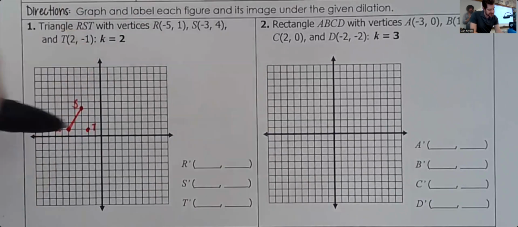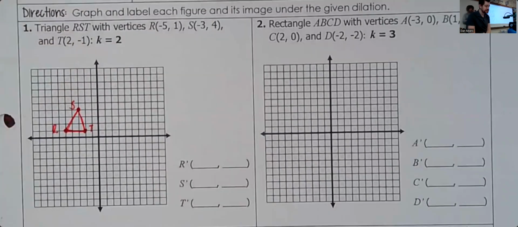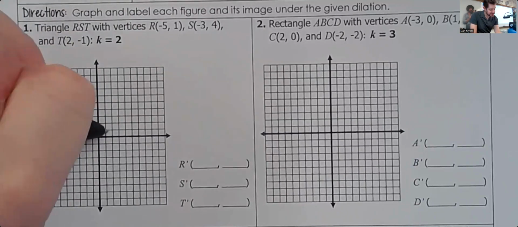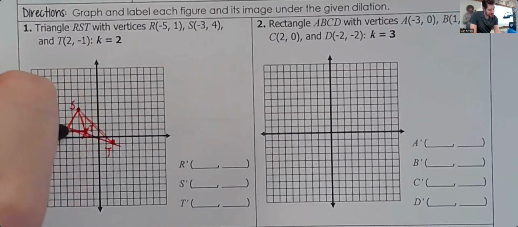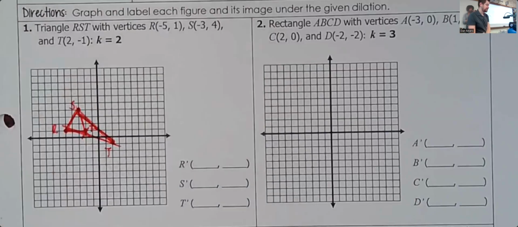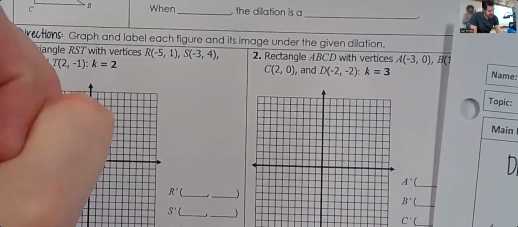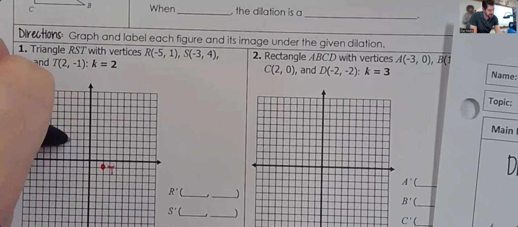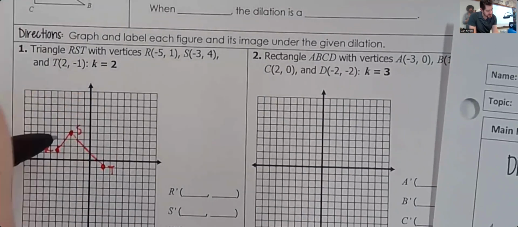So these ones aren't necessarily going to be moving the shape around the graph. Oops, that's not the right place. I did -2, 1 instead of 2, -1. Sorry, 2, -1. There's T. You know what? I'm just going to get a new piece of paper for this. So 2, -1 for T. T's down here. Let's see. -3, 4. There's S. And -5, 1 for R. Okay. So here's our pre-image.